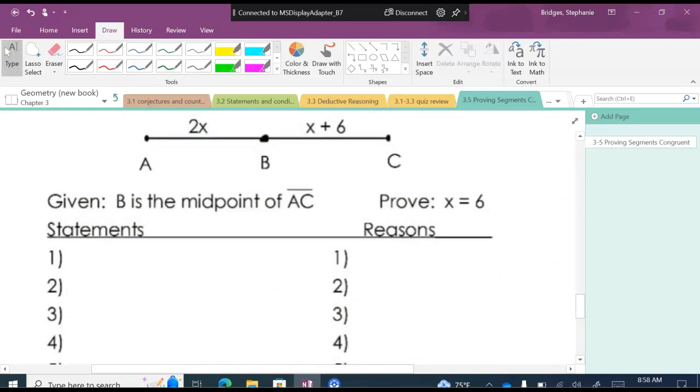You should never have to think about the first step and the first reason, because what did I tell you it always is? Given. So fill in what it gives you. Yes, it's words. Yes, you have to write it.